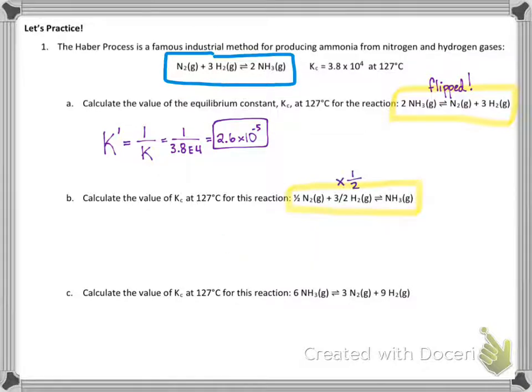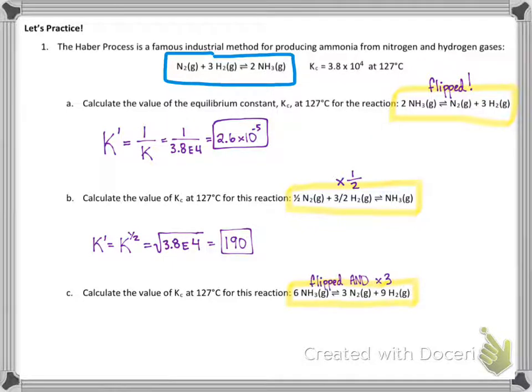In part B, we took the initial reaction, and we basically multiplied all the coefficients by 1/2, or divided them by 2. So we need to raise our initial equilibrium constant to the 1/2 power, which means take the square root. The last reaction was more fun because we flipped this reaction and multiplied it by 3.